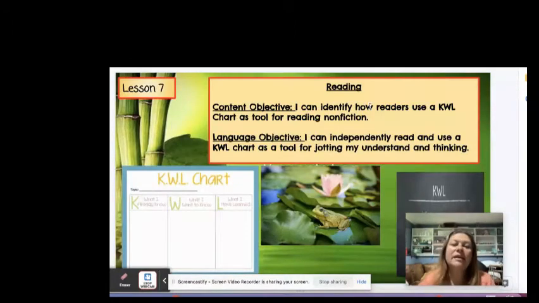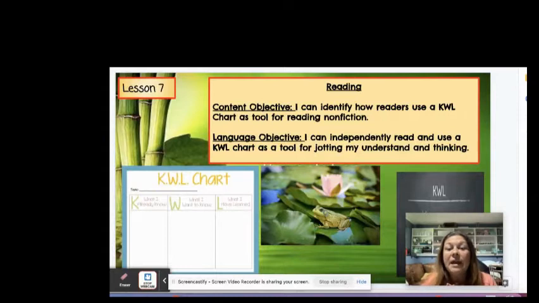So for today, your content objective is: I can identify how readers use a KWL chart as a tool for reading nonfiction. And your language objective is: I can independently read and use a KWL chart as a tool for jotting my understanding and thinking.